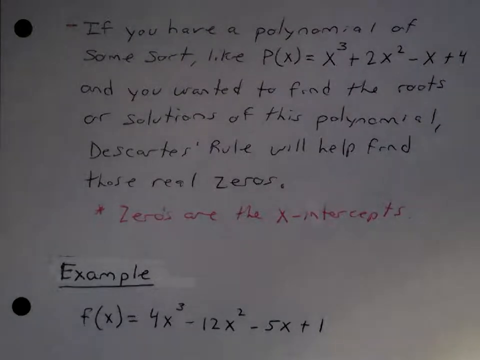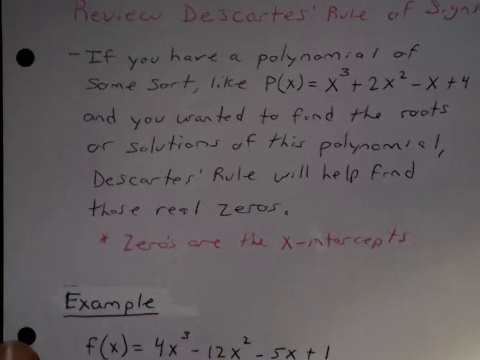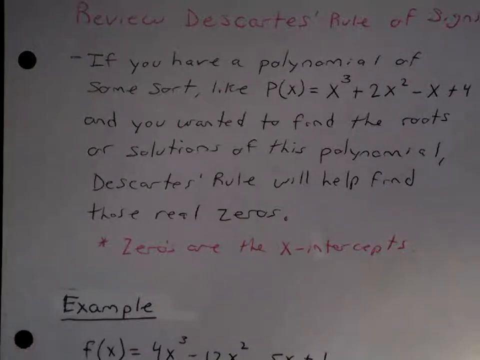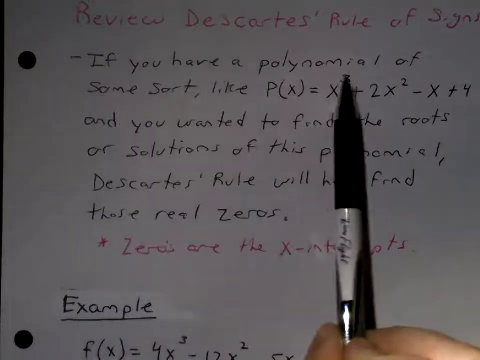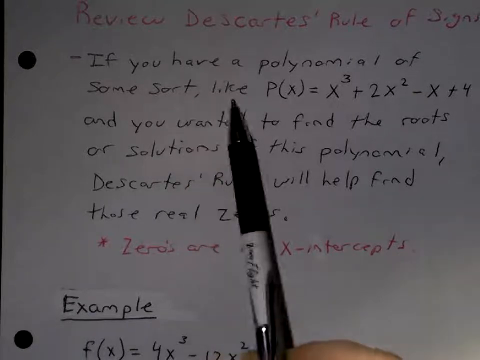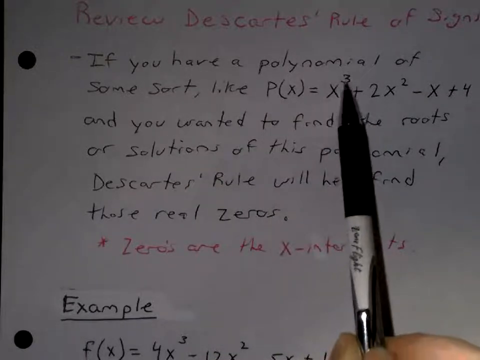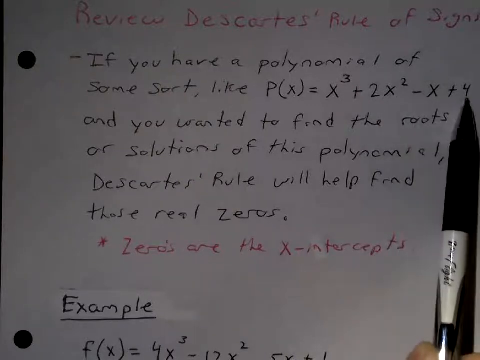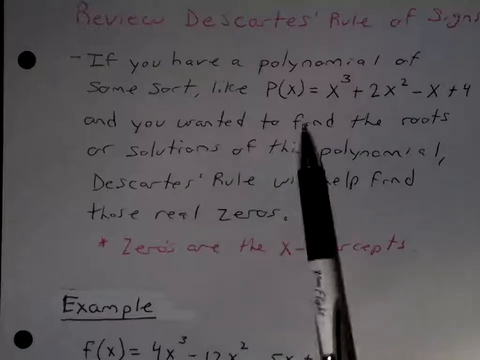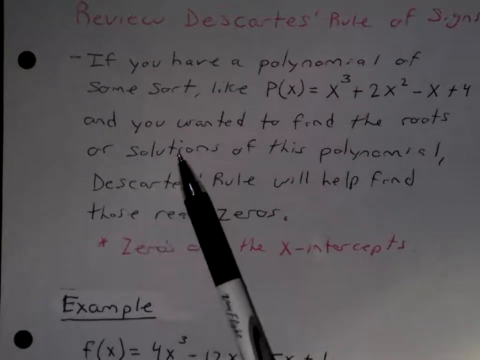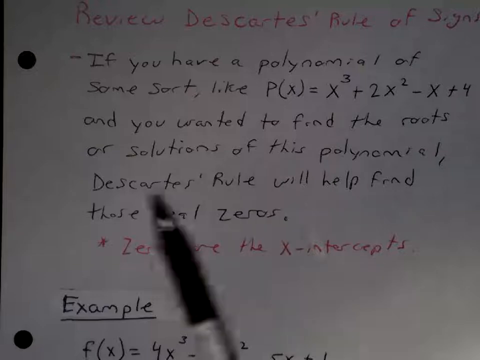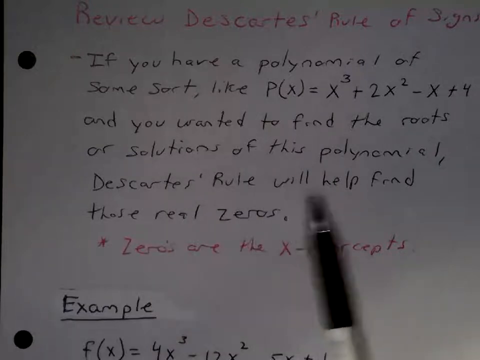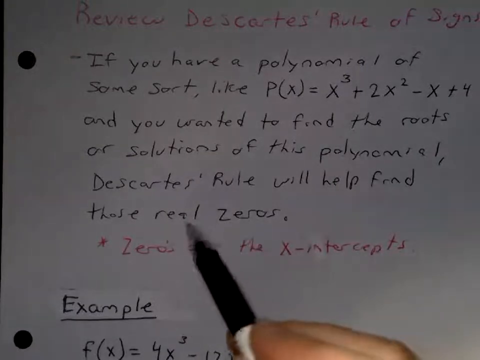Okay, hi everyone. So let's go back over Descartes' rule of signs. So here's the idea about this, to make this a little bit more clear. If you have a polynomial of some sort, like p of x equals x to the third power plus 2x squared minus x plus 4, and you wanted to find the roots or solutions of this polynomial, Descartes' rule will help us find what we call the real zeros.